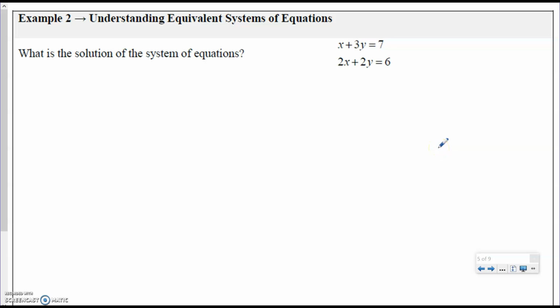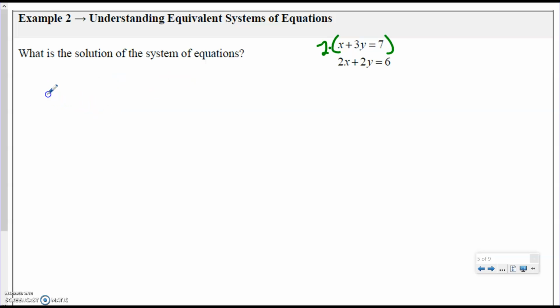Okay. Next problem, notice now that x and 2x don't cancel and 3y and 2y also don't cancel. So I'm going to have to do an extra step before I can add these together. What I need to ask myself is if I have a 2 here, can I multiply this by something that'll cancel? I know that 2 and negative 2 cancel, so if I multiply this by negative 2, that should work.